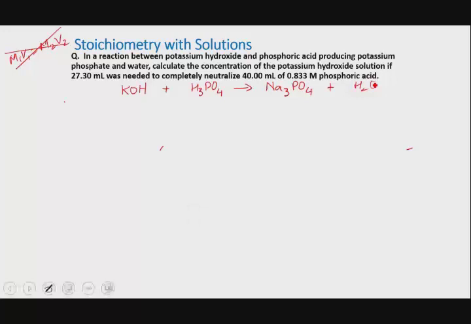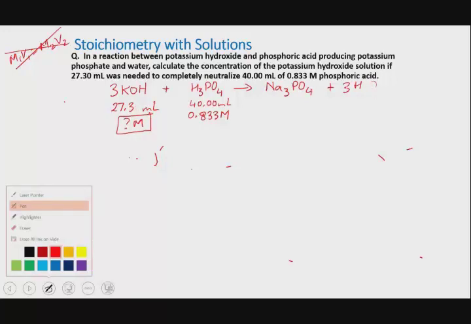When you balance this equation, you get 3 and 3. We also know in this case that we are using 27.30 mLs of potassium hydroxide solution, and in order to react with that we need 40.00 mLs of phosphoric acid solution whose concentration is 0.833 molar. We need to calculate the concentration of the potassium hydroxide solution.